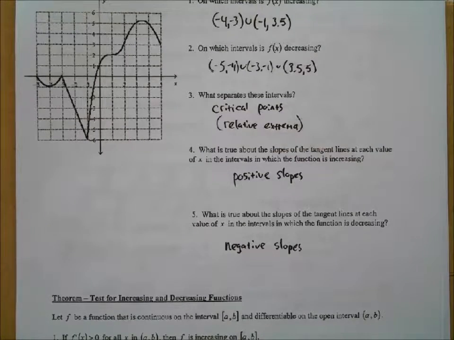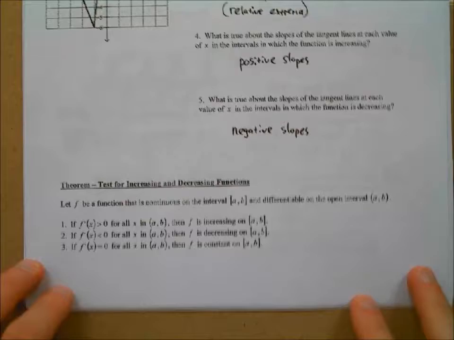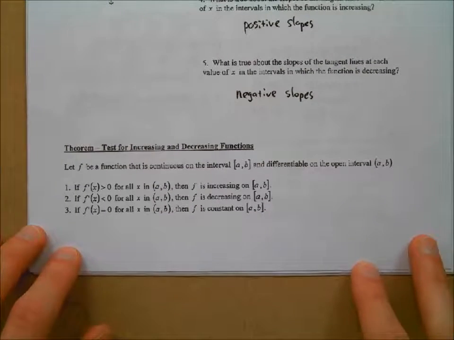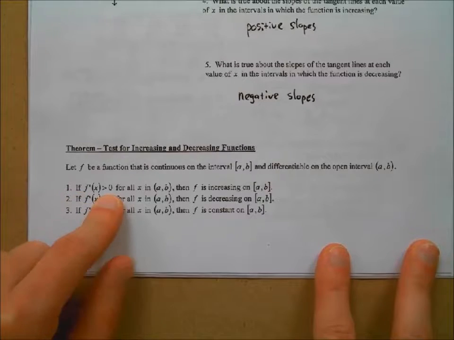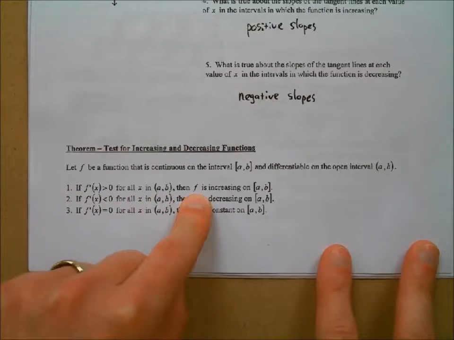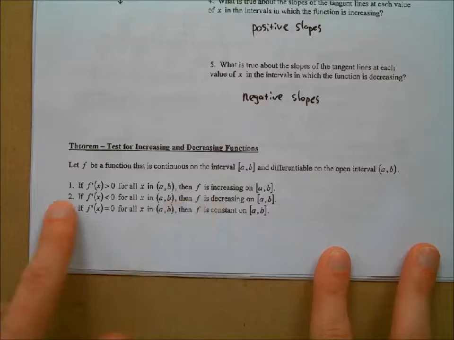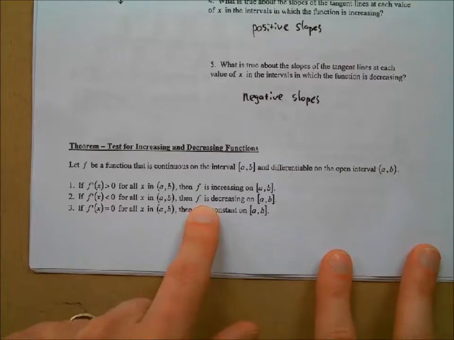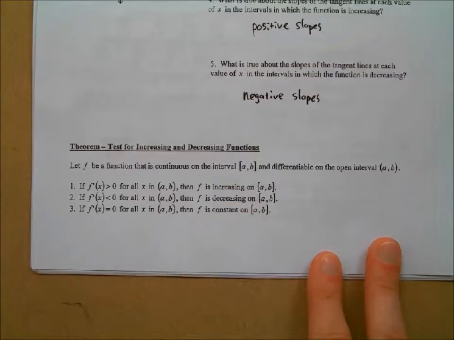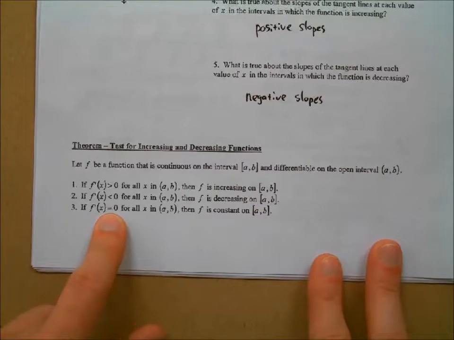And so, in fact, that little exploration leads us to this theorem, which will hold true in all situations. If f prime of x is greater than 0 for all x in (a, b), then f is increasing on (a, b). If f prime of x is less than 0, that is negative, for all x in (a, b), then f, the original function, is decreasing on (a, b). And if f prime of x is equal to 0 for all x in (a, b), then f is constant on (a, b).